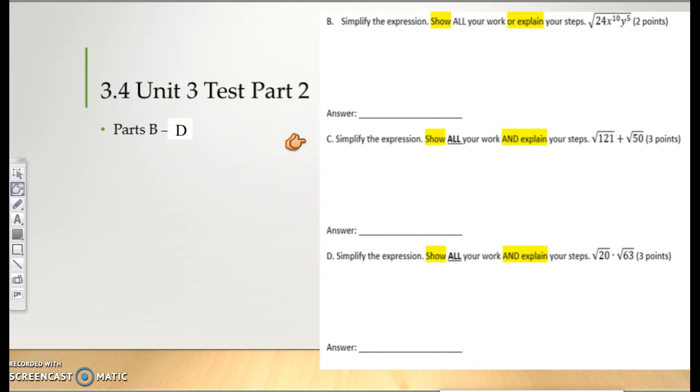Letter C. C and D have the same instructions. Simplify the expression, show all work, and explain your steps. The square root of 121 plus the square root of 50. Again, what your final answer simplifies to goes on the line. Show your work, how you simplified these two radicals, and then explain the steps for adding radicals over here.